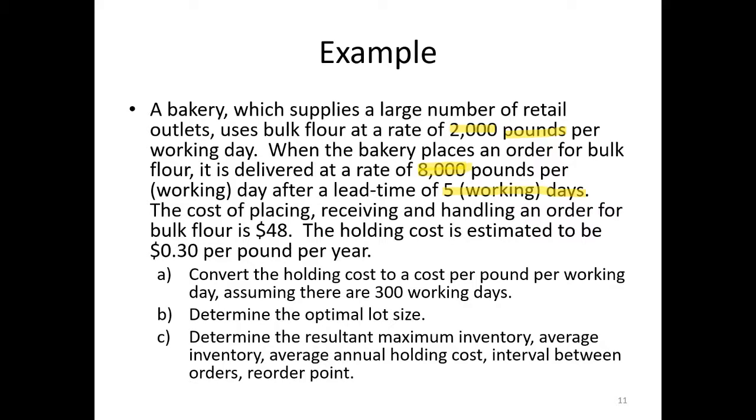So the cost of placing, receiving, and handling an order for bulk flour is $48, and that's the ordering cost that we are going to have in our model, which is A. The holding cost is estimated to be $0.3 per pound per year. So this will give us the value of H. But here H is calculated per pound per year.